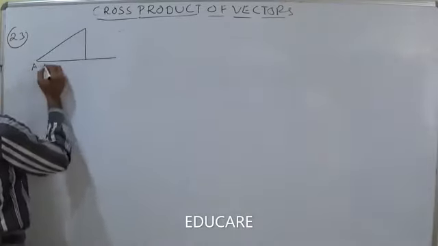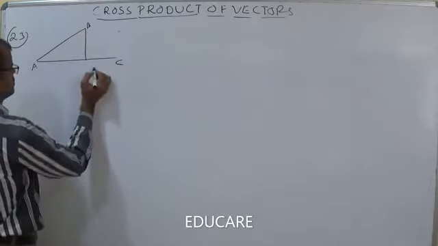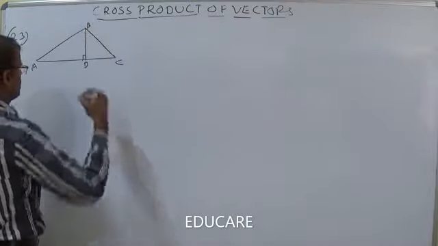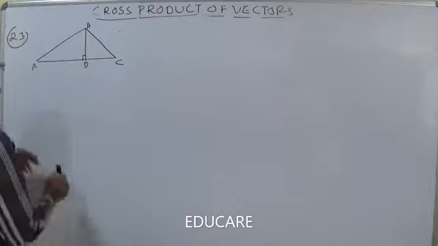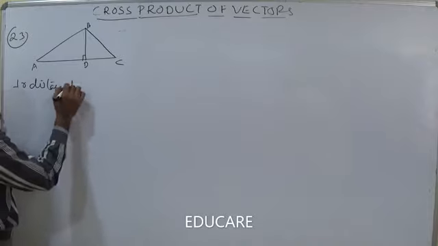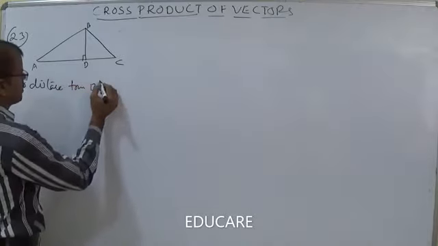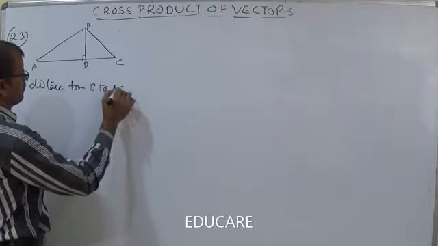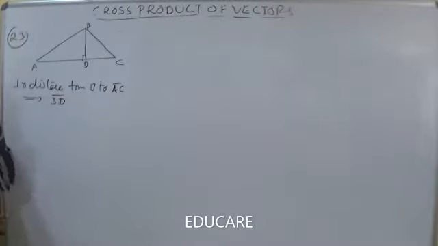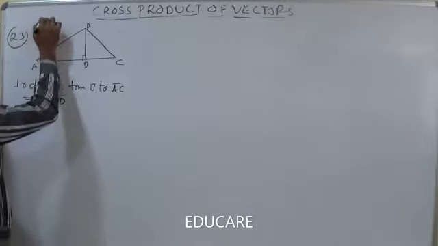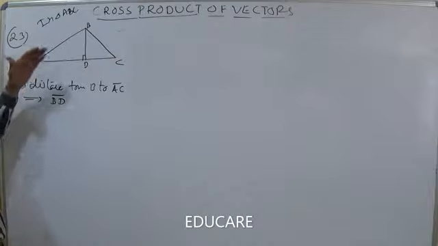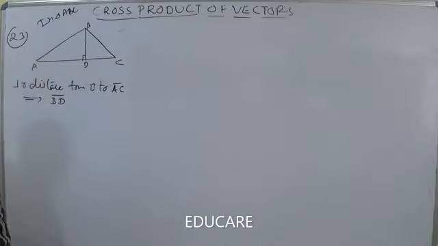Let it be A, let it be B, let it be C, let it be D. Using the perpendicular distance from B to AC, that implies BD, I am discussing BD in triangle ABC. Without the triangle also, you can say using the projection concept.